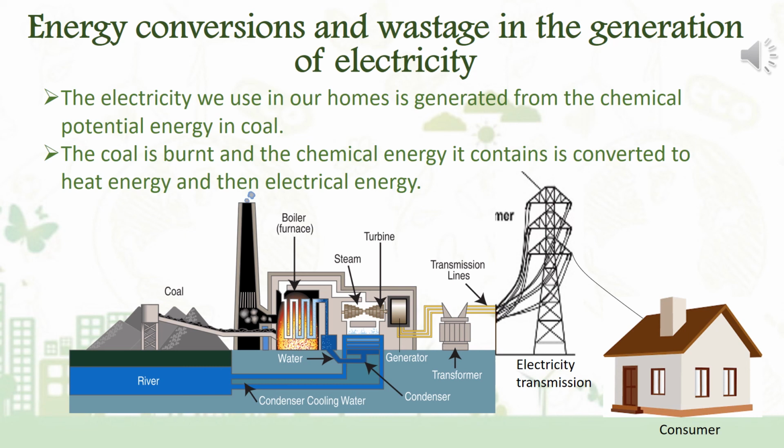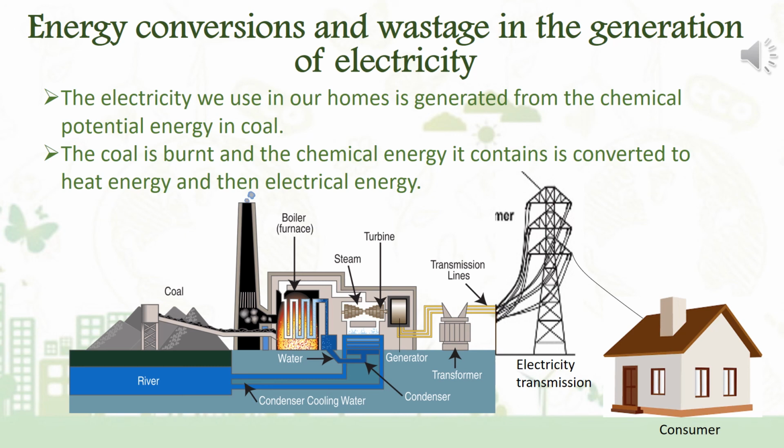So this electrical energy is distributed to our houses. It is sent into our houses as electrical energy. So you can see there are 2-3 stages of energy transfer here: chemical energy of coal, converted to heat energy, then the kinetic energy of the turbine, and then the electrical energy.